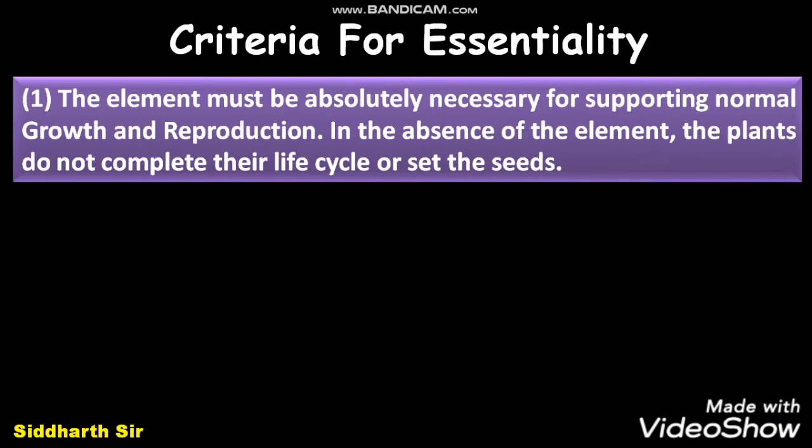The first criterion is the element must be absolutely necessary for supporting normal growth and reproduction. Okay, in the absence of that element, the plants do not complete the life cycle or set the seed. Okay, so if there is such an element, then that element is known as an essential element, right?